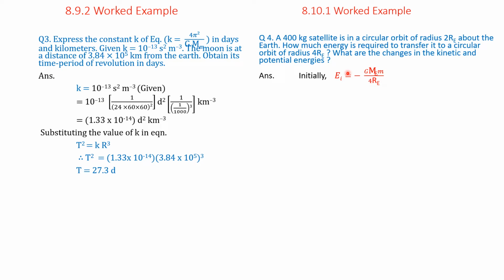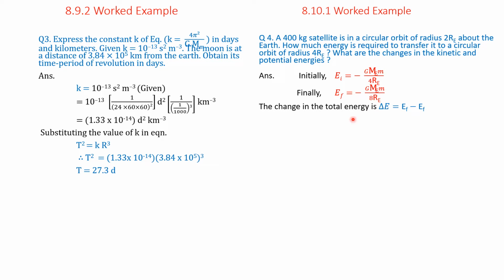Let me solve it. Initially, E initial is equal to minus G into ME into small m divided by 4 times RE. And the final energy will be equal to minus G into ME, mass of Earth, into small m divided by 8 times RE. Initially it was 2 RE, that is 2 into 2 RE is 4 RE, and our final is 2 into 4 RE, therefore 8 RE.